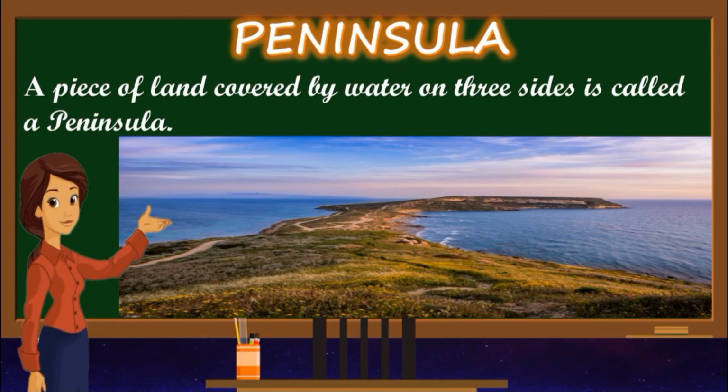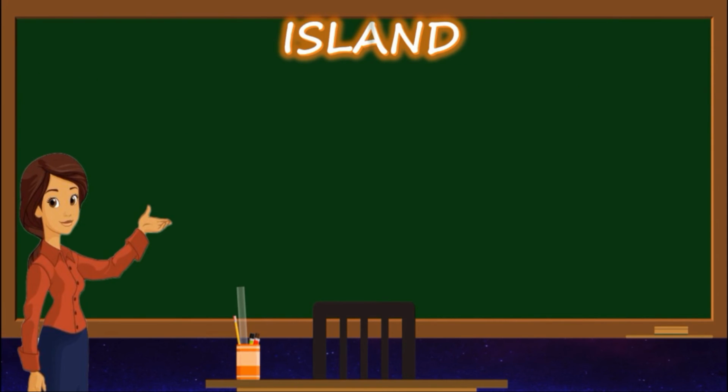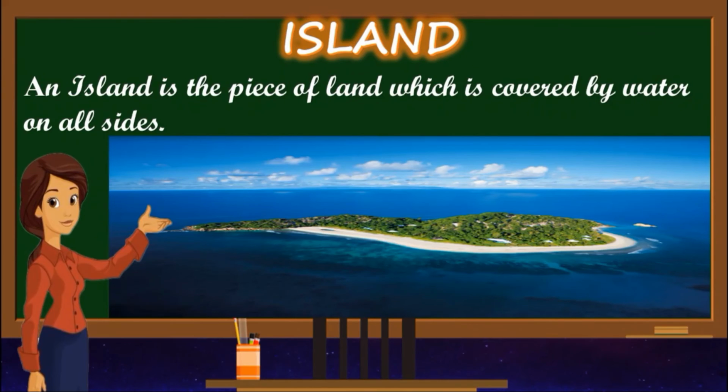Next, we shall see island. An island is a piece of land which is covered by water on all sides. Islands are smaller than continents, and there are two main types of islands: continental and oceanic islands. There are also artificial islands, which are man-made. So, this is all about the island.